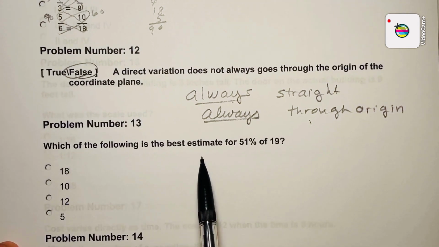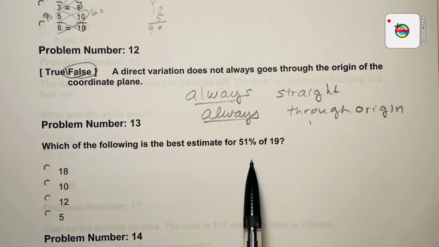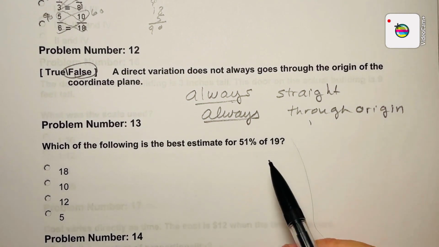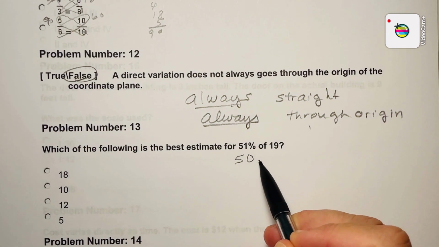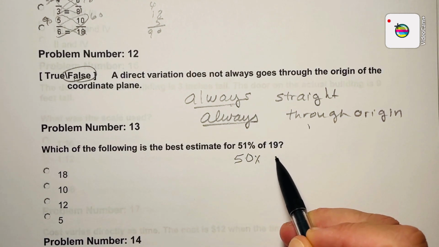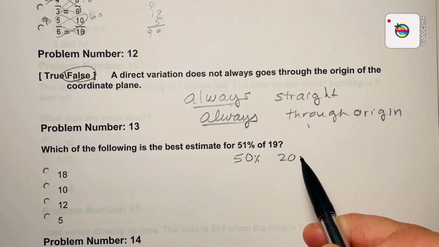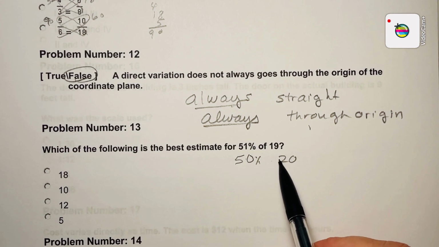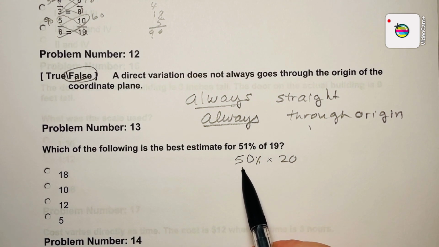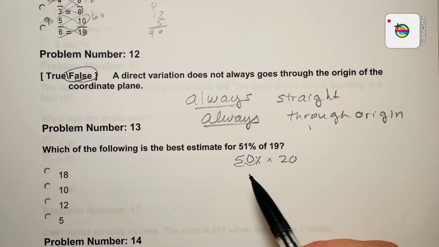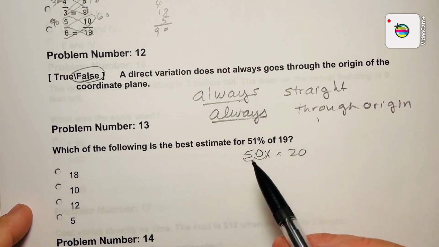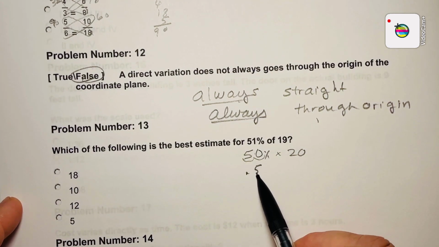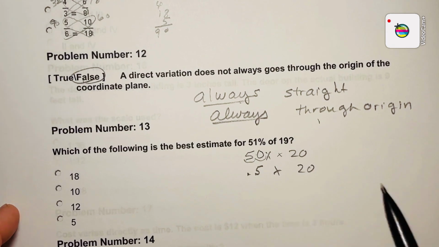Problem number 13. Which of the following is the best estimate for 51% of 19? So, estimating this to 50%. Hold on, we got a stray hair here. And this, what would we round this to? 20, right? So what is 50% of 20? All you have to do is multiply. Change 50% to a decimal. This is easy though, right? We know what 50% is: half off. Half off of 20 is 10. But we're going to go ahead and make this a decimal. 0.5 times 20.